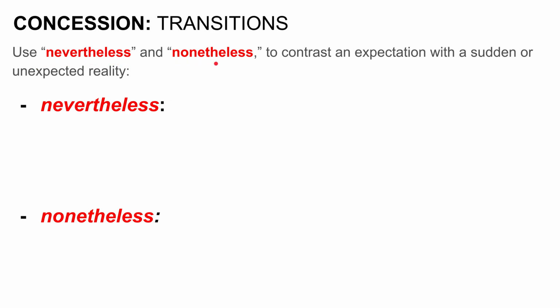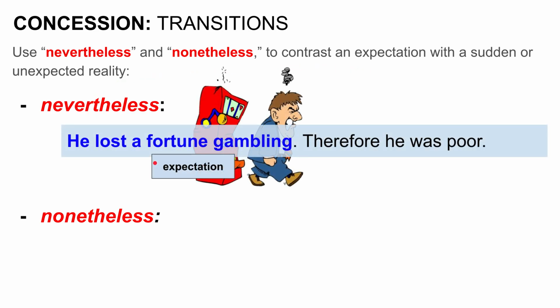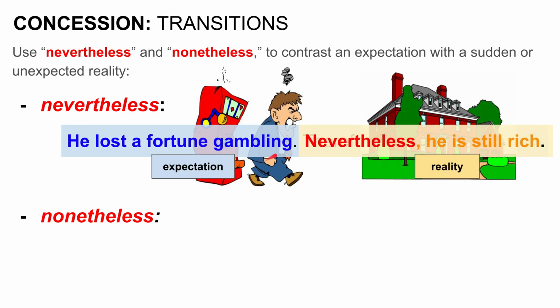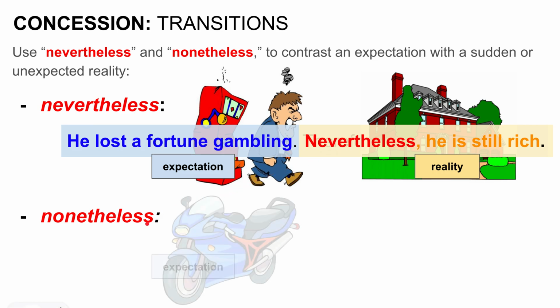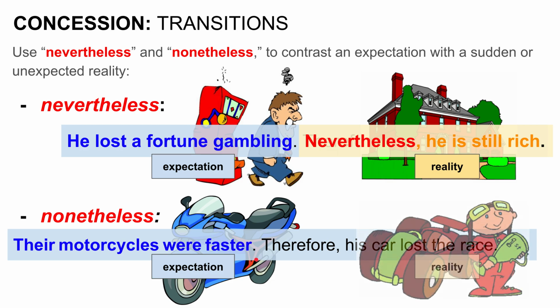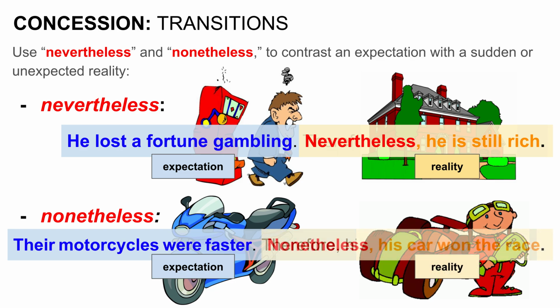Next, let's look at the transitions that we will be studying today. We use nevertheless and nonetheless to contrast an expectation with a sudden or unexpected reality. So, for example, nevertheless, expectation: he lost a fortune gambling, therefore he was poor. That's our expectation. The reality: he lost a fortune gambling, nevertheless, he is still rich. We can also use nonetheless. For example, expectation: their motorcycles were faster, therefore his car lost the race. If their motorcycles are faster, he should lose a race. The reality: their motorcycles were faster, nonetheless, his car won the race.